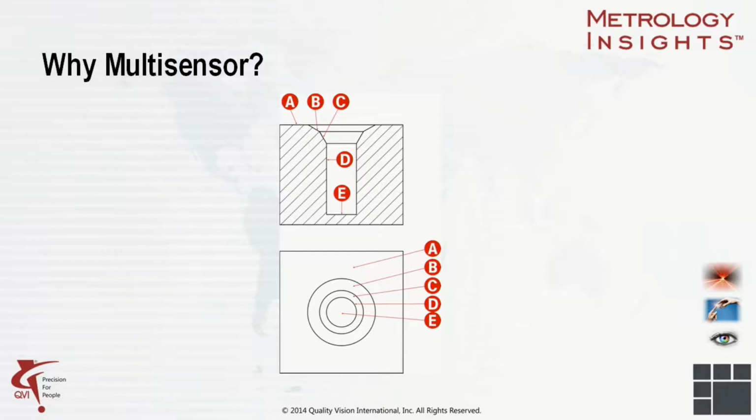This simple example illustrates the need for multi-sensor technology. Surface A, chamfer B, counterbore C, sidewall D, and bottom surface E each have different measurement needs. By selecting the best available sensor for the measurement at hand, you can measure faster and with a lower uncertainty than using a single sensor that may not be optimal. No compromises, better accuracy, maximize capability.